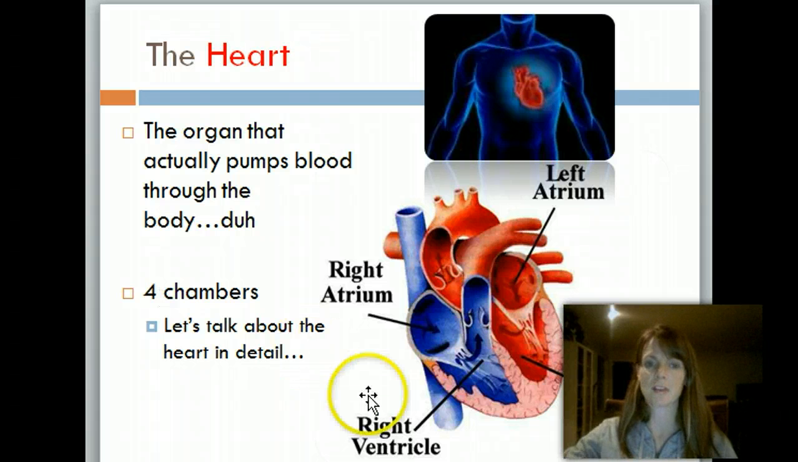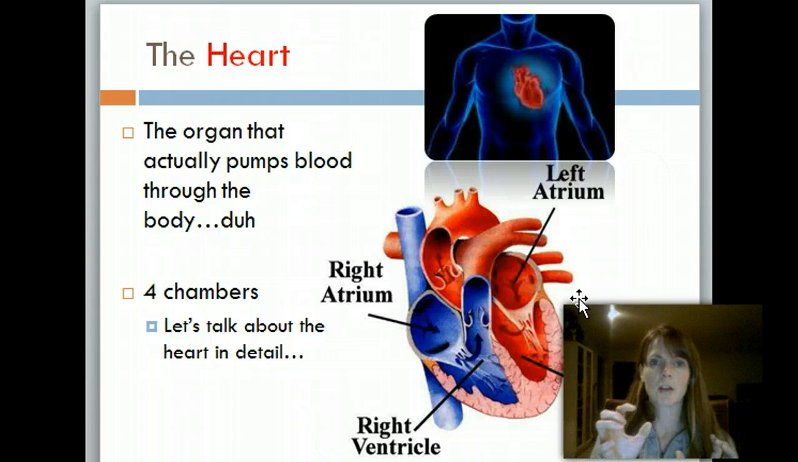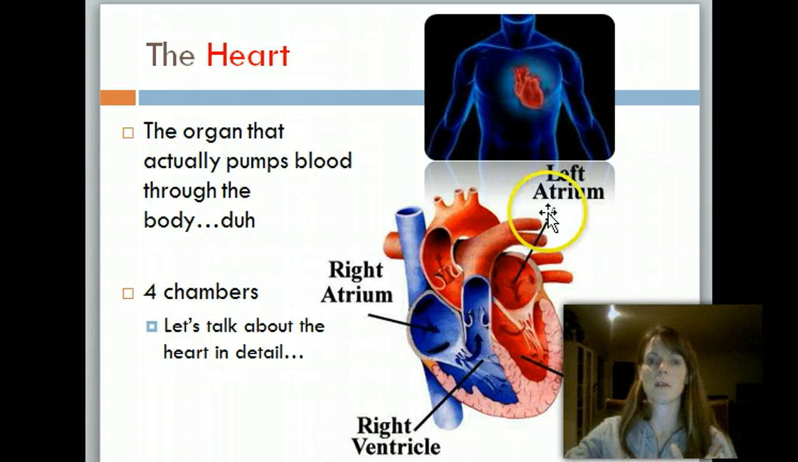So let's talk about this in detail. Now notice how the left side of the heart is on the right side of what you're looking at. Well, it's because anytime you're looking at a heart, you're actually looking at it as if it was inside of you, okay? So you have to know that the right side to us is really the left side of the heart and vice versa, okay?